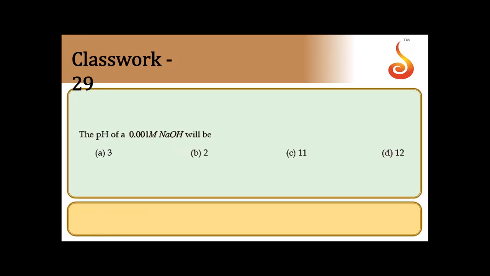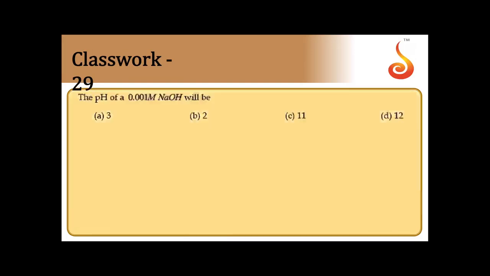Then pH of 0.001 molar NaOH solution. So they are given concentration of NaOH. So NaOH concentration, that is to say OH minus ion is given indirectly. OH minus ion is equal to 0.001, which is 10 to the power of minus 3 we have.